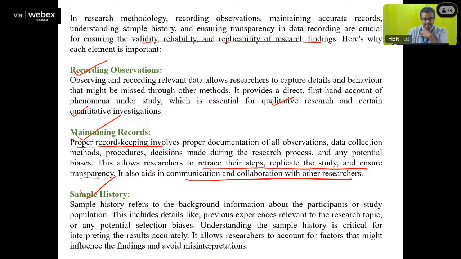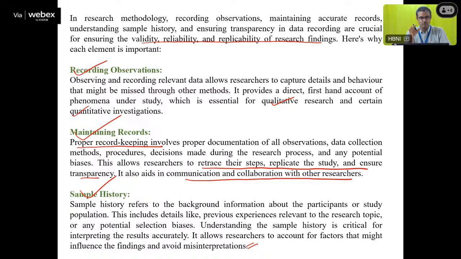Sample history. Sample history refers to background information of the participants or study population. This includes details like previous experiences relevant to the research topic and potential selection biases. So whether there was some bias in this, or if you write down properly, okay, I have taken the microscopic image throughout or only in certain places. Understanding the sample history is critical for interpreting the results accurately. It allows researchers to account for factors that might influence findings and avoid misinterpretation. So I feel it is well conveyed what we mean by this.